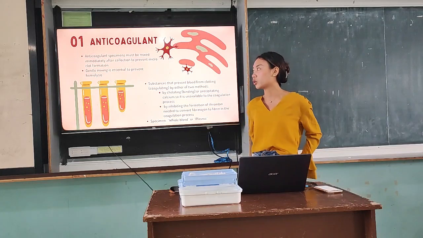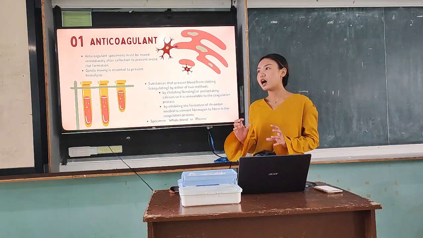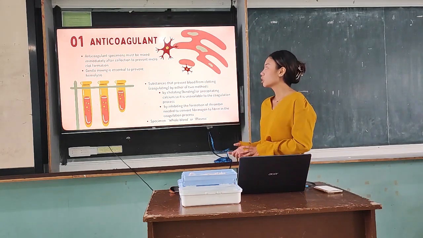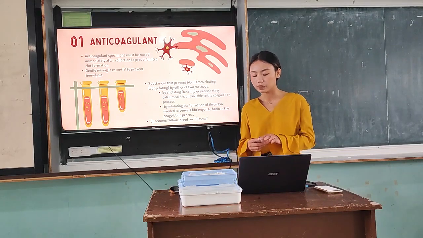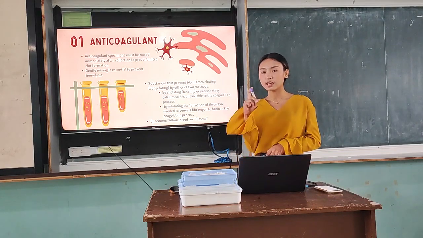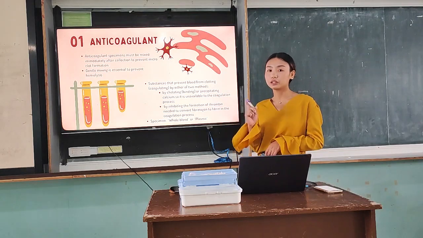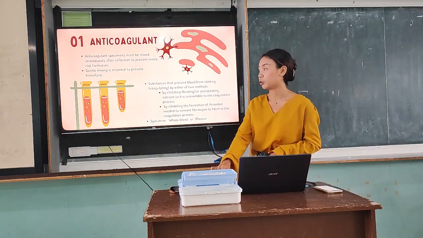So when we say microclot formation, yun yung mga maliliit na clots na na-form kapag nag-collect ka ng blood and then hindi mo siya agad na-invert. So nangyayari siya of course kapag, for example, itong lavender natin, meron siyang anticoagulant. So after collecting the blood, you have to invert it immediately para maiwasan natin magkaroon ng microclot formation.